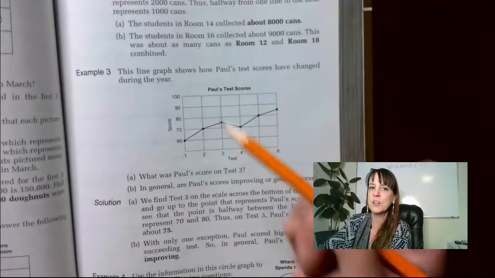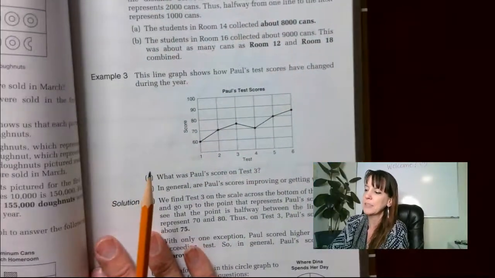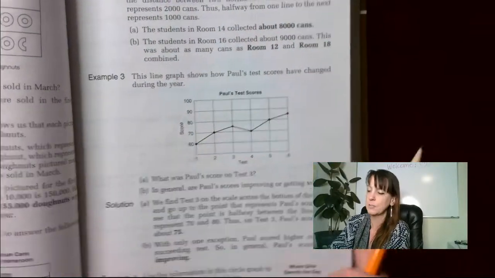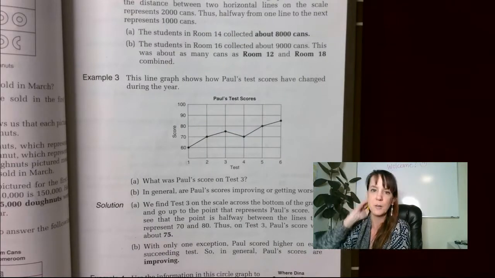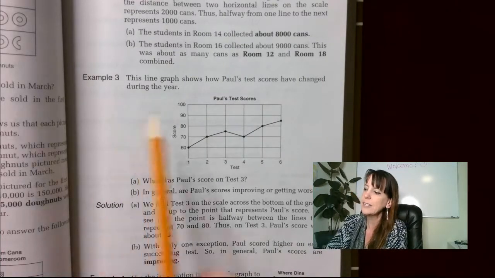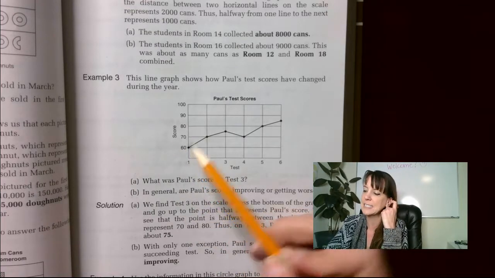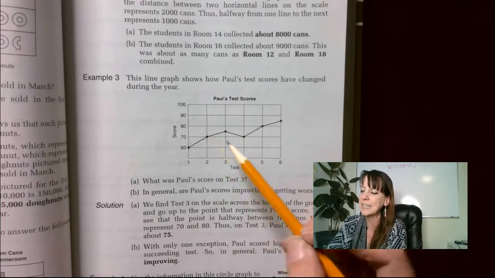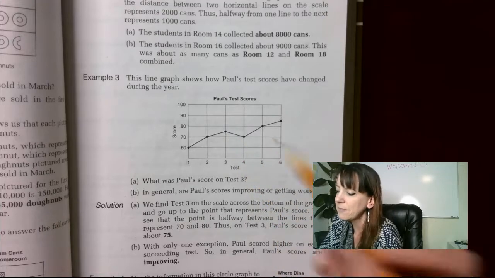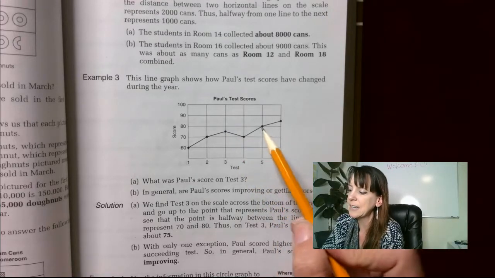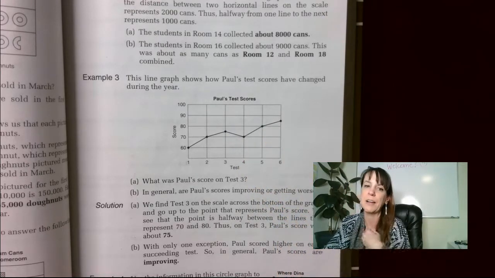So this third one is called a line graph, and we're going to talk about this. A bunch of these come up on the questions, so make sure you're paying attention on these guys. This line graph shows how Paul's test scores have changed during the year. On the first test, he got a 60, the second test, he got a 70, then about maybe 75, and then back down to a 70, and then up to an 80, that's good, and then up to an 85.